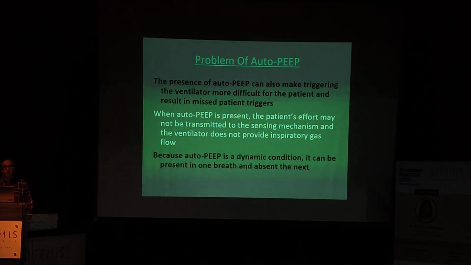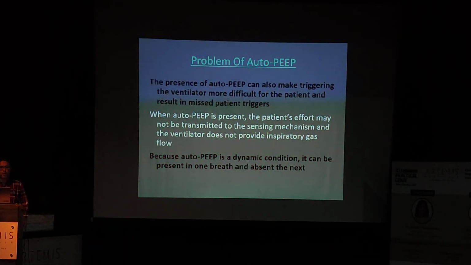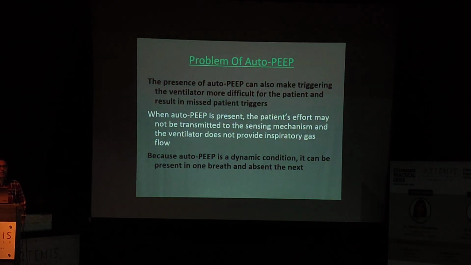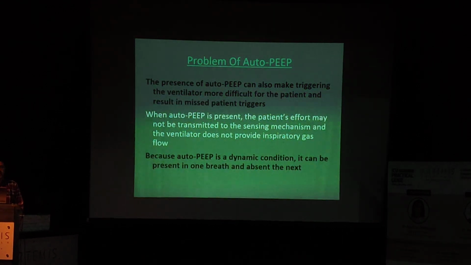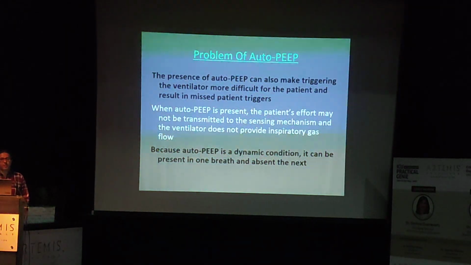So what is the problem? Sometimes there might be auto PEEP. The presence of auto PEEP can also make triggering the ventilator more difficult. The patient has to overcome this auto PEEP and then trigger the breath. And the patient's flow demands are also not met.